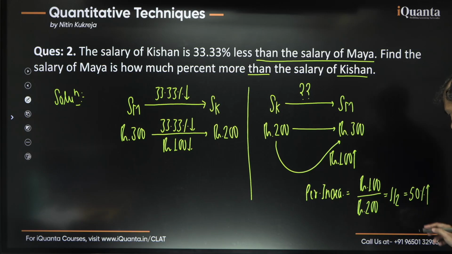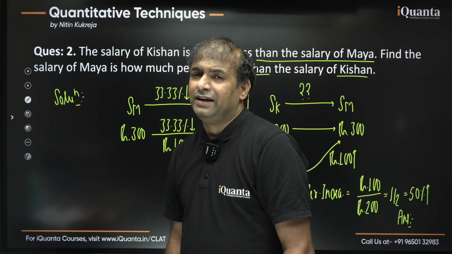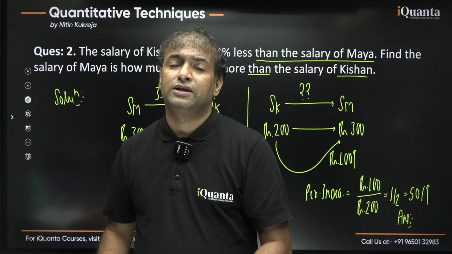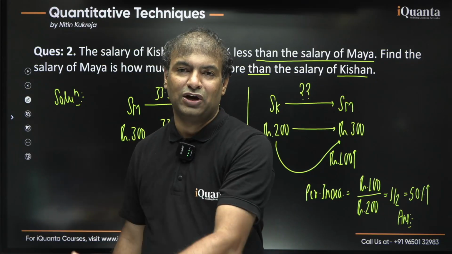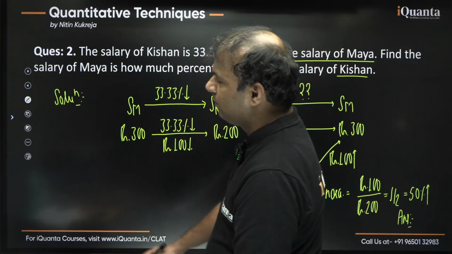So we can say easily that the salary of Maya is 50% more than the salary of Kishan in this particular question. Easy question, but I wanted to explain in a detailed manner so that you can solve any question of such type very easily now, right? Okay, now moving to one more problem, right?